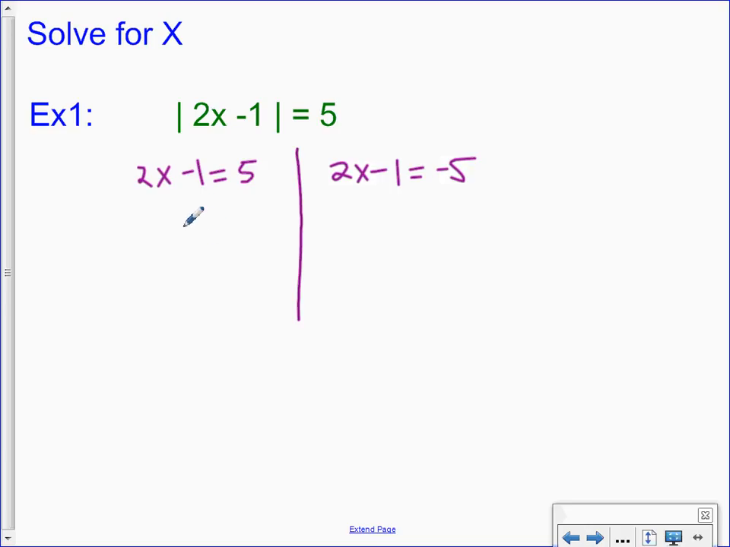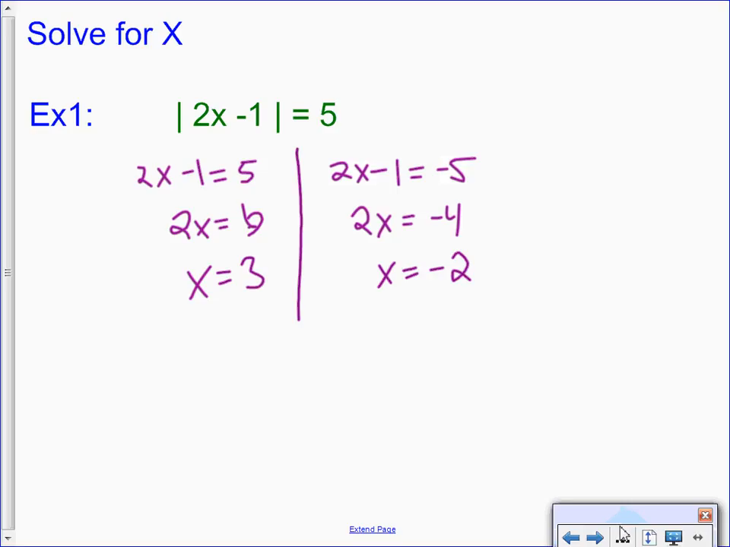Solving this one, you get 2x equals 6. Yes, that's a 6. Okay, that's not a b, that's a 6. And so x equals 3. Very good. Then 2x equals negative 4, so x equals negative 2.